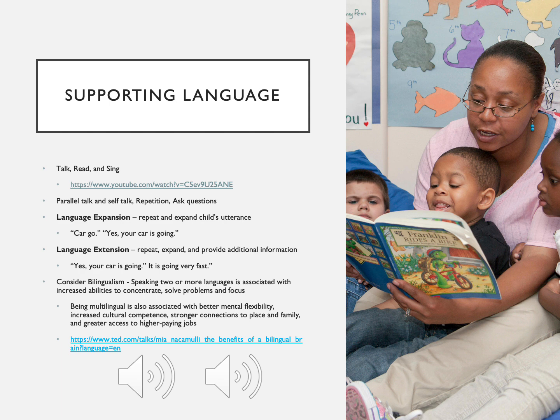One thing to also consider is that when children are bilingual or they speak 2 or more languages, we see, oops, sorry, I got cut off there. So what I was trying to say was that when we're considering bilingualism and recognizing the influence of having 2 or more languages spoken, we can see that there are increased abilities to concentrate, solve problems, and focus, and being multilingual is associated with better mental flexibility, cultural competence, stronger connections, as well as in the future, greater accessibility for different types of work as well as engagement with others.